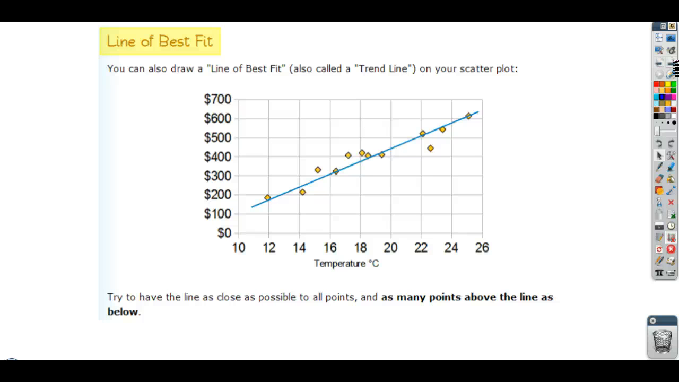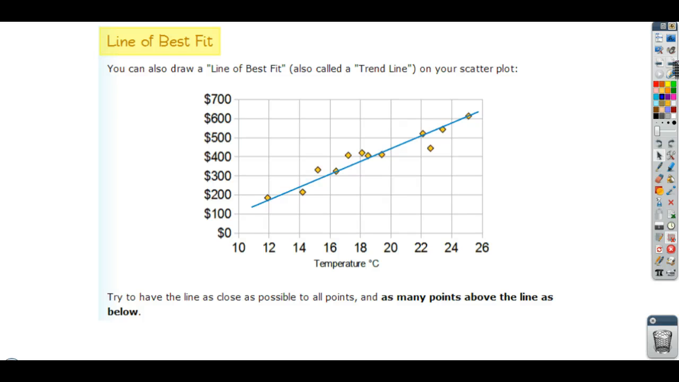Now this line that we go through, we'll call this a line of best fit. And that's also called a trend line, and something we're going to do in class, or maybe we've already done it in class, depending on when you're watching this video. So the idea is when you do a line of fit, you want to make it go through or sort of mirror the data as close as you possibly can, okay?